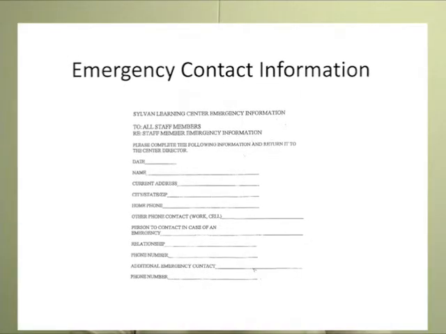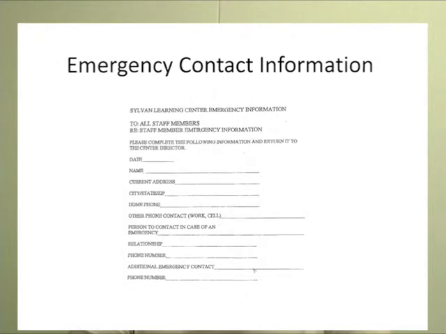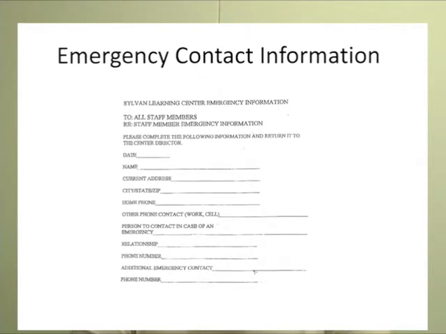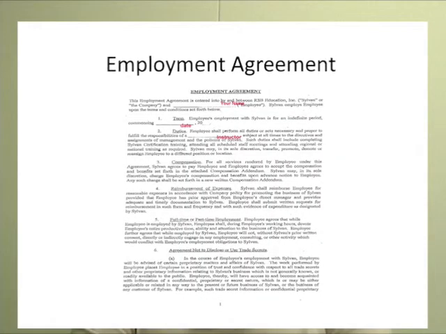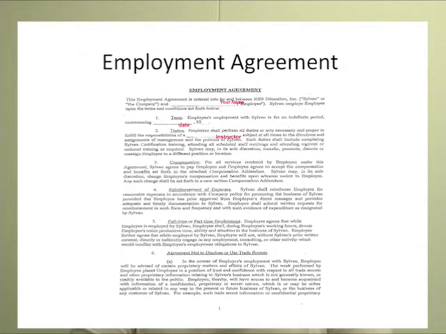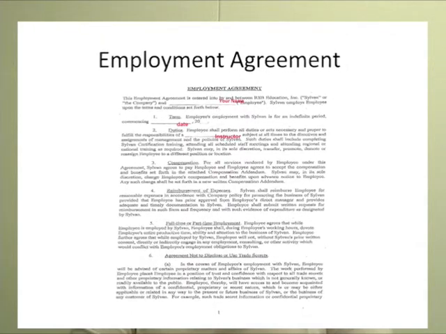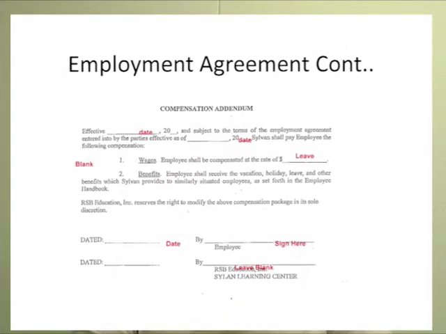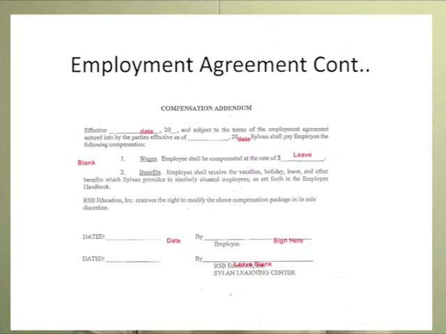The next form is the emergency contact information. Please provide an emergency contact. Our lead teachers and site coordinators will have this form on site in case there is any emergency while on campus. The employment agreement form, please read it carefully, and it has a final page called the compensation addendum. There, please write down your start date and your hourly compensation.